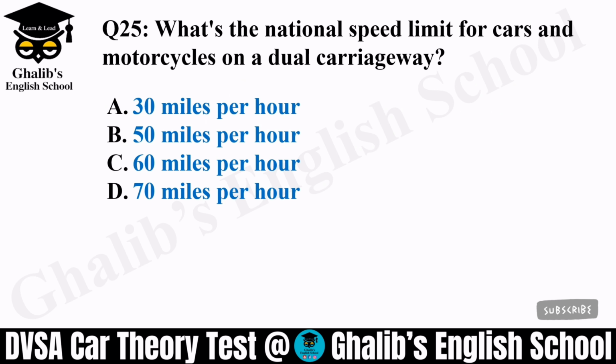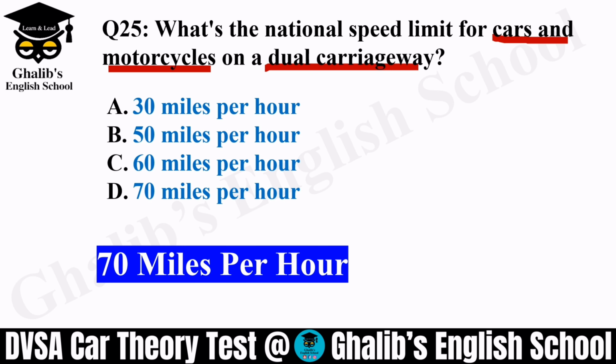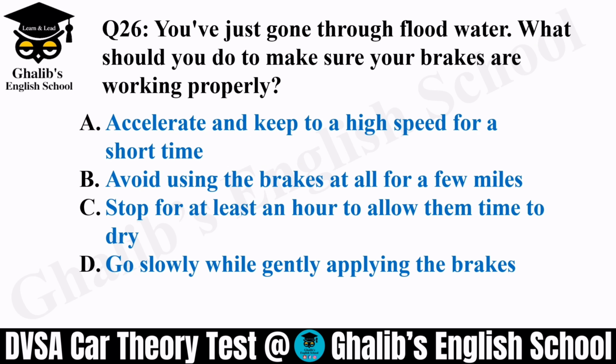Question 25. What's the national speed limit for cars and motorcycles on dual carriageway? So for cars and motorcycles, what's the national speed limit on this type of road, dual carriageway? 30 miles per hour, 50 miles per hour, 60 miles per hour, or 70 miles per hour? The correct option is 70 miles per hour. Question 26. You have just gone through floodwater. What should you do to make sure your brakes are working properly? So you have gone through floodwater and you need to check that your brakes are working properly.